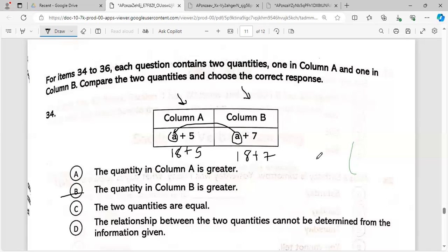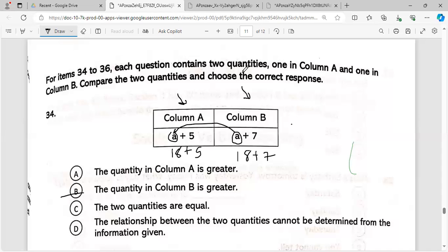Good point. But it would still be bigger in column B. It's the same A, guys. It wasn't like A plus 5 and B plus 7. We couldn't conclude that because we don't know the value. However, since you guys don't do negative numbers as part of your syllabus, it's a positive number. And even if you put 0, 0 plus 5 is 5, 0 plus 7 is 7. Column B will always be greater.